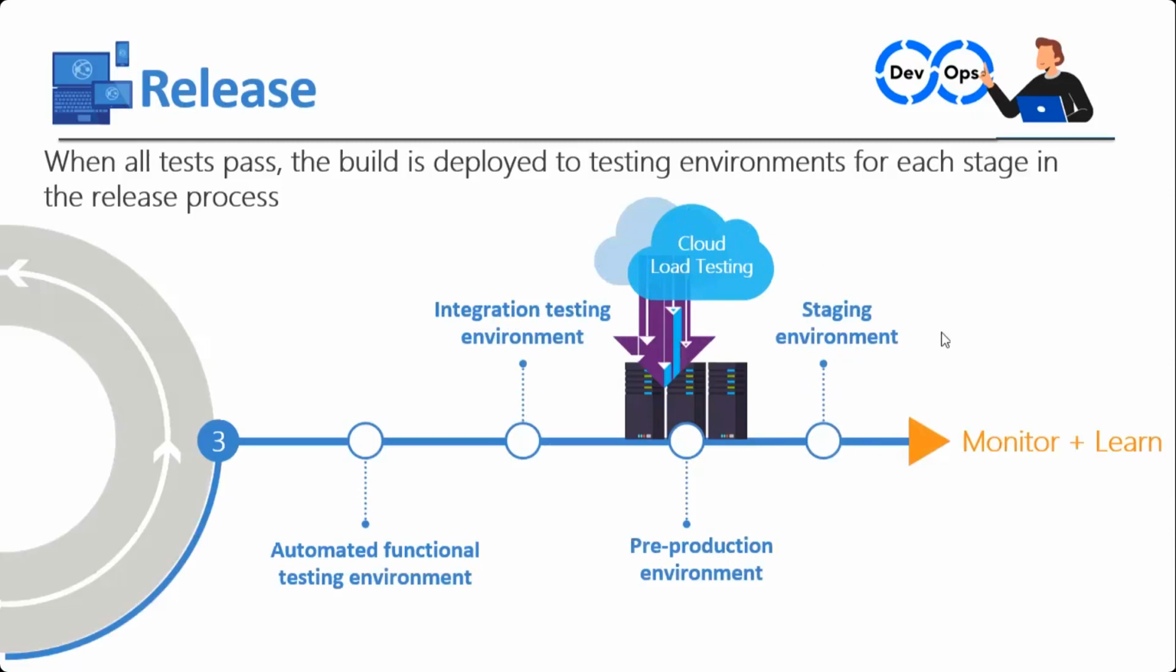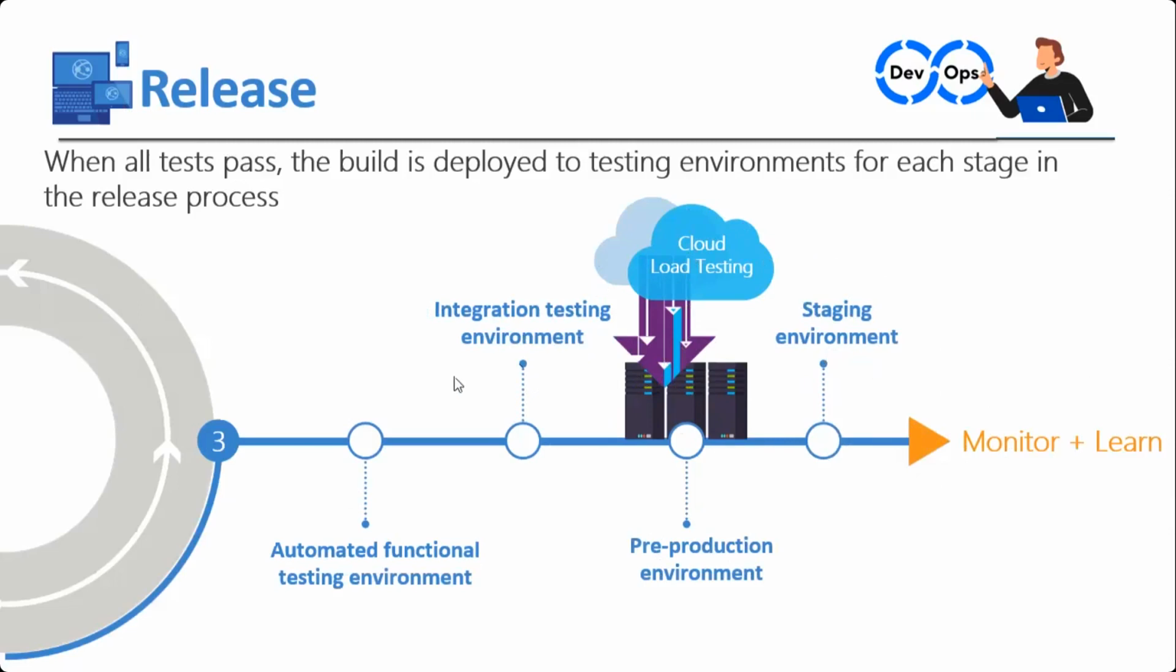So starting in the automated functionality testing environment, the build progresses to integration testing and then to the pre-production environment or the load testing, and the final stage is the staging environment. Each stage is designed to identify as well as resolve issues, to ensure that the application performs well under various conditions.